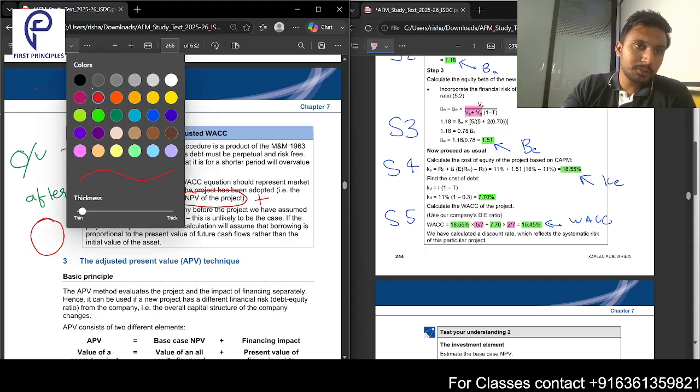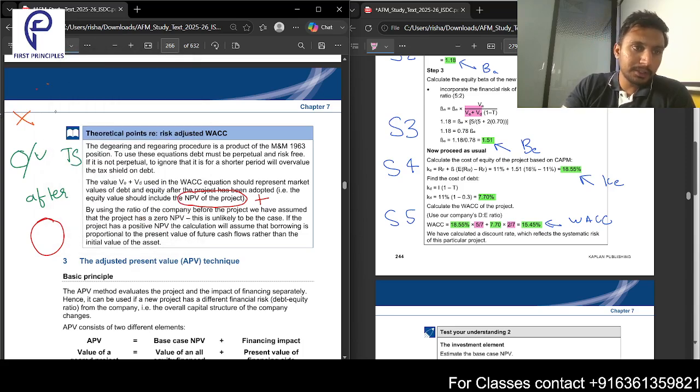The first is overvaluing the tax shield. Next, we are ignoring the issue cost. We are overvaluing the tax shield, the issue cost is ignored, and we are using the market value of debt and market value of equity after. And when we are using it after, we should also use the NPV of the new project. But since we are using the old one only, we are assuming that the NPV of the new project is zero, which might not be the case.